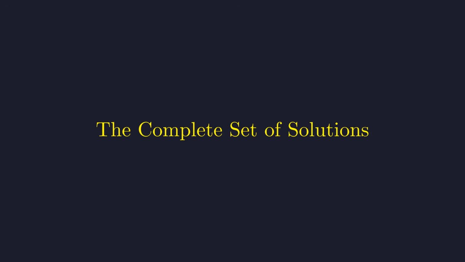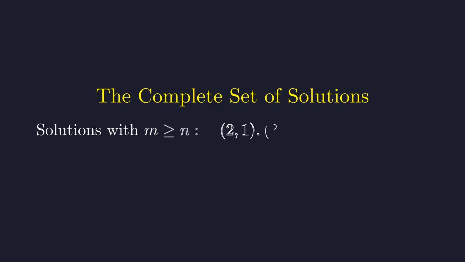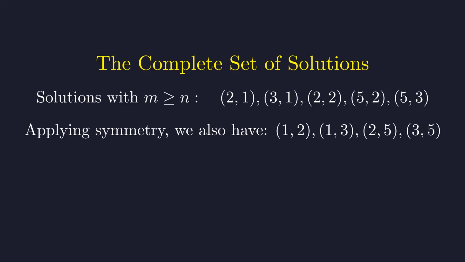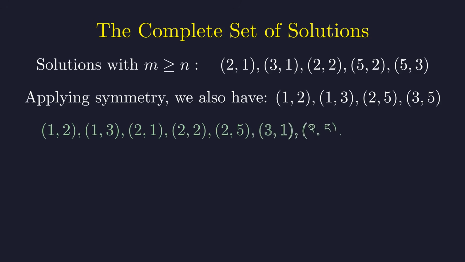Let's assemble our findings. From our case-by-case analysis, we found these 5 pairs. Now we use our key insight. For every non-equal pair, its reverse must also be a solution. Putting them all together gives us this complete set of 9 pairs. Our hunt is provably finished.